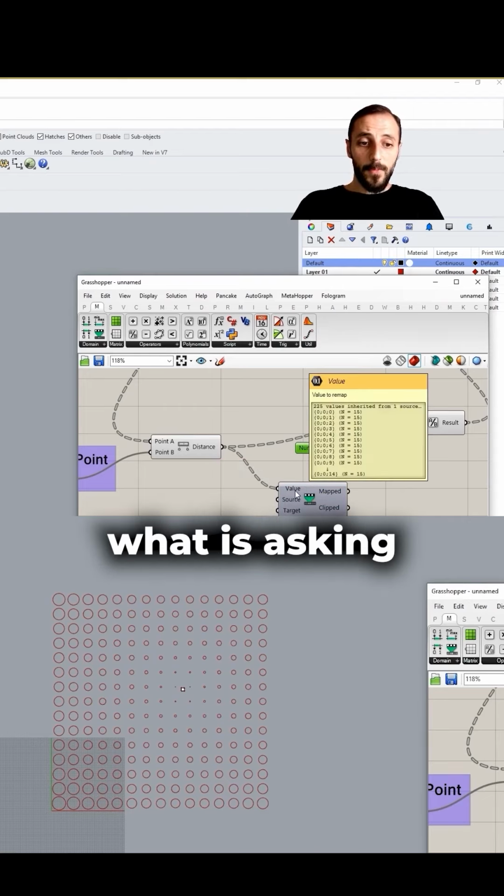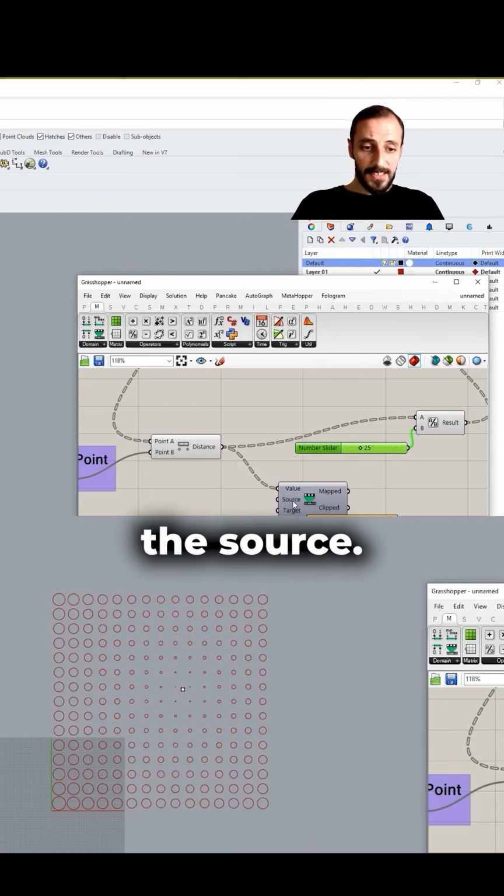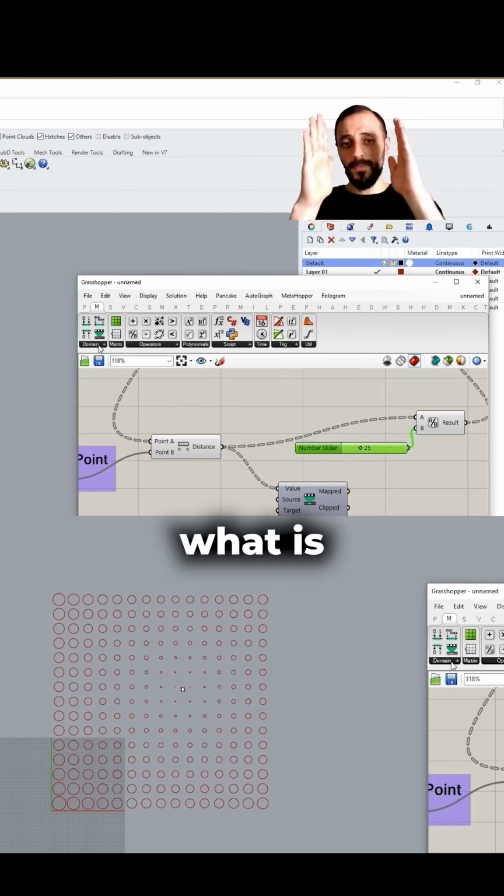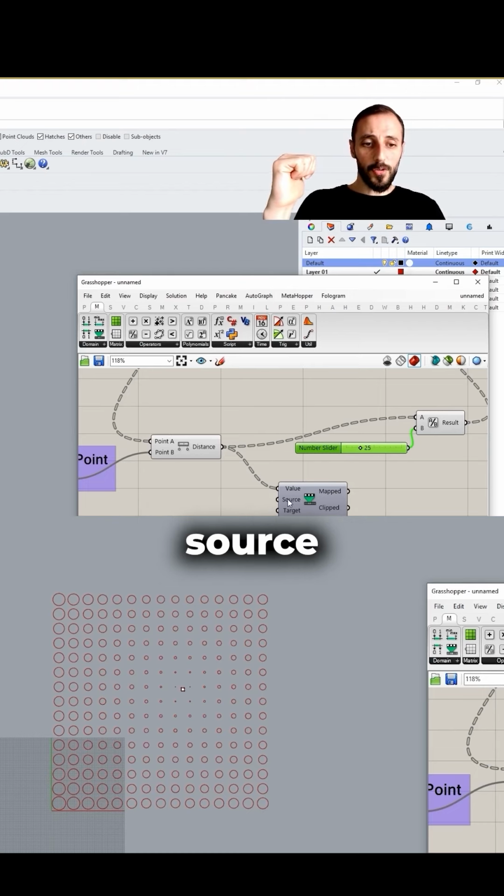lists. And what this is asking me next is the source. So source domain, meaning the domain of these values. So what is the starting point and what is the end point? Because based on this source, you'll be assigning a target, right?